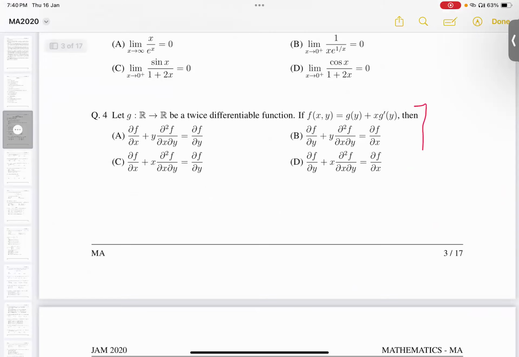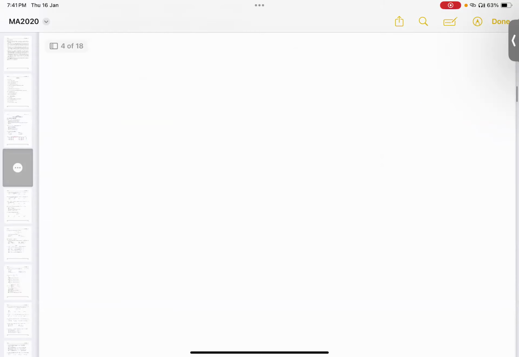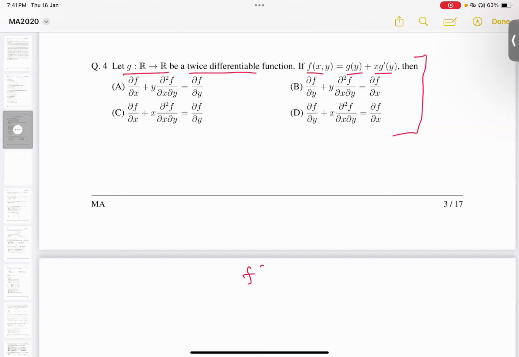Try this part. It is given that g is a function from R to R, which is a twice differentiable function, and your f is g(y) plus x g'(y), and you are asked for the correct option. So your function is f(x, y) equals g(y) plus x g'(y).